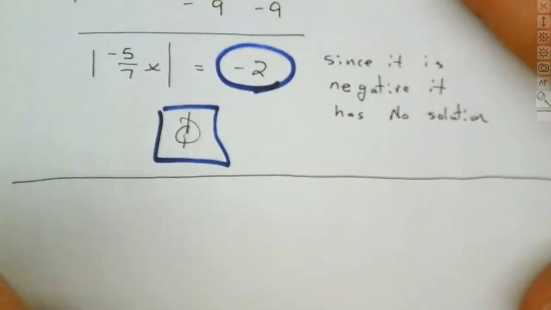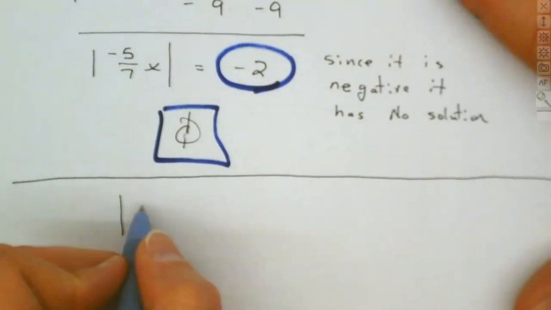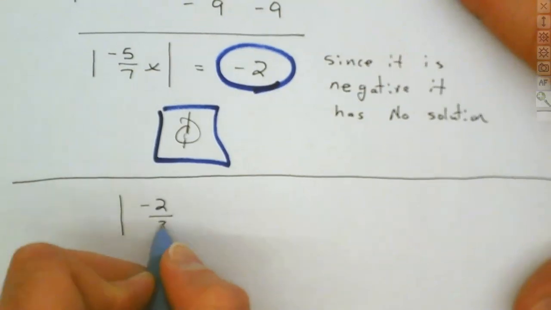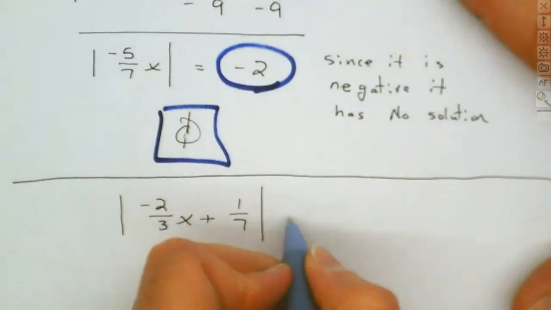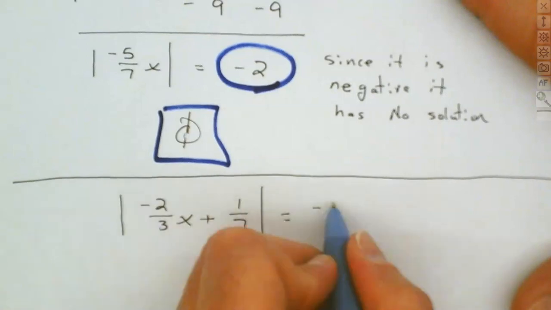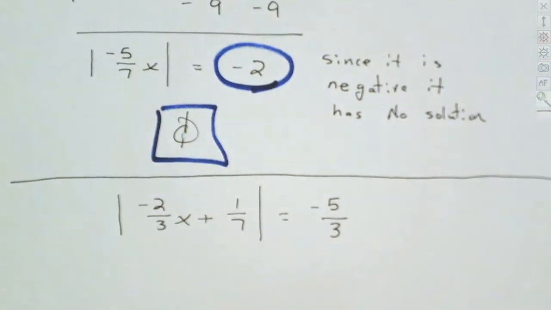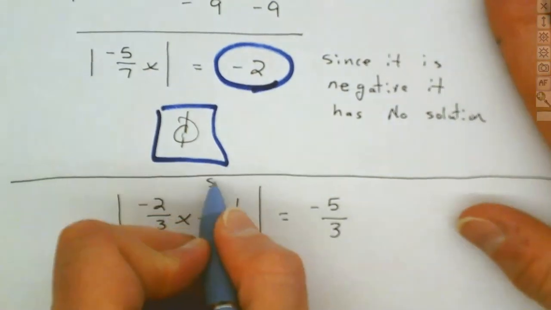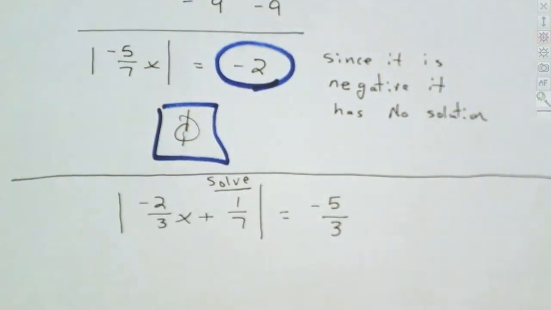Well, let's do another one just to make sure. We've talked about this many, many times. Absolute value of, let's say, 2/3 x plus 1/7 is going to equal a minus 5/3. Now, I guarantee that someone is going to try and solve this out. Okay? Do we even need to solve this out at all? Is there anything that we need to do?